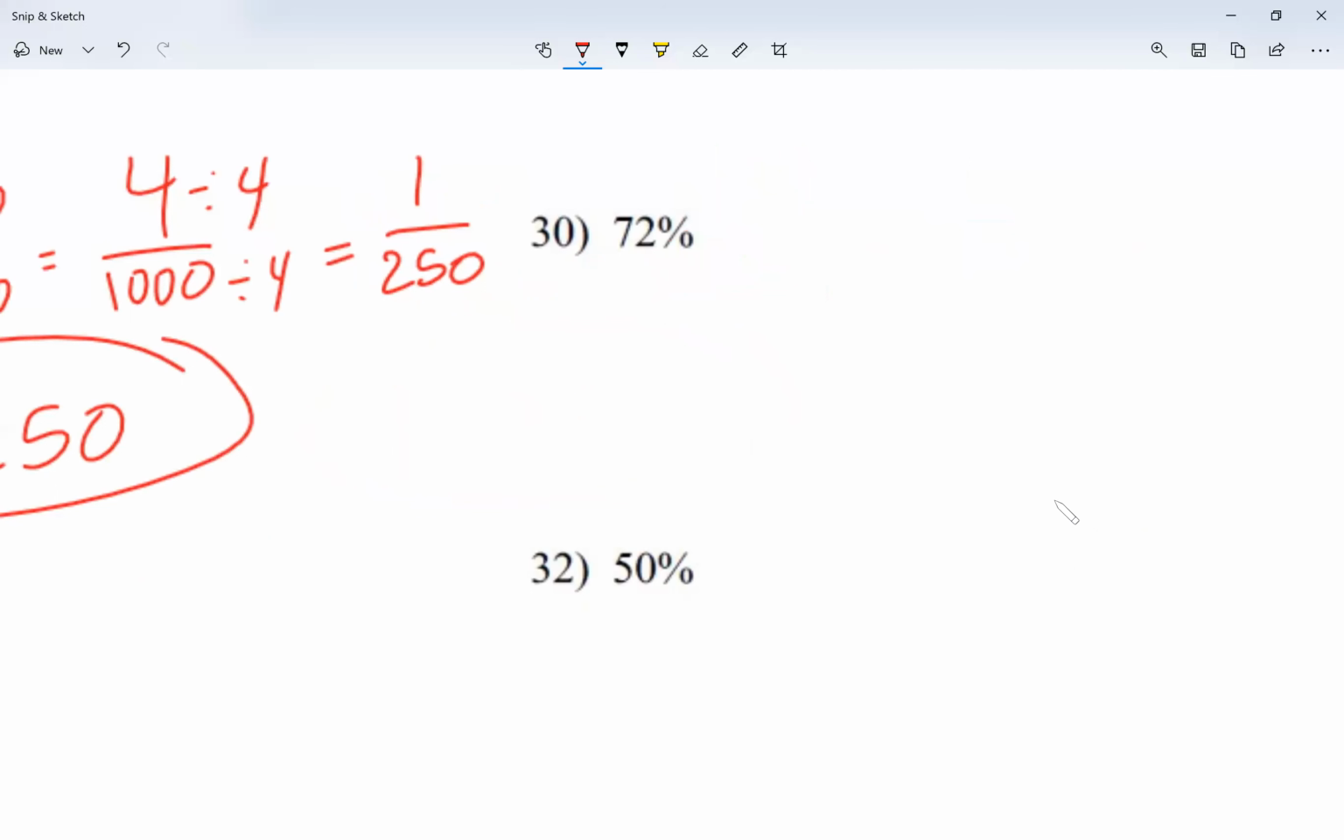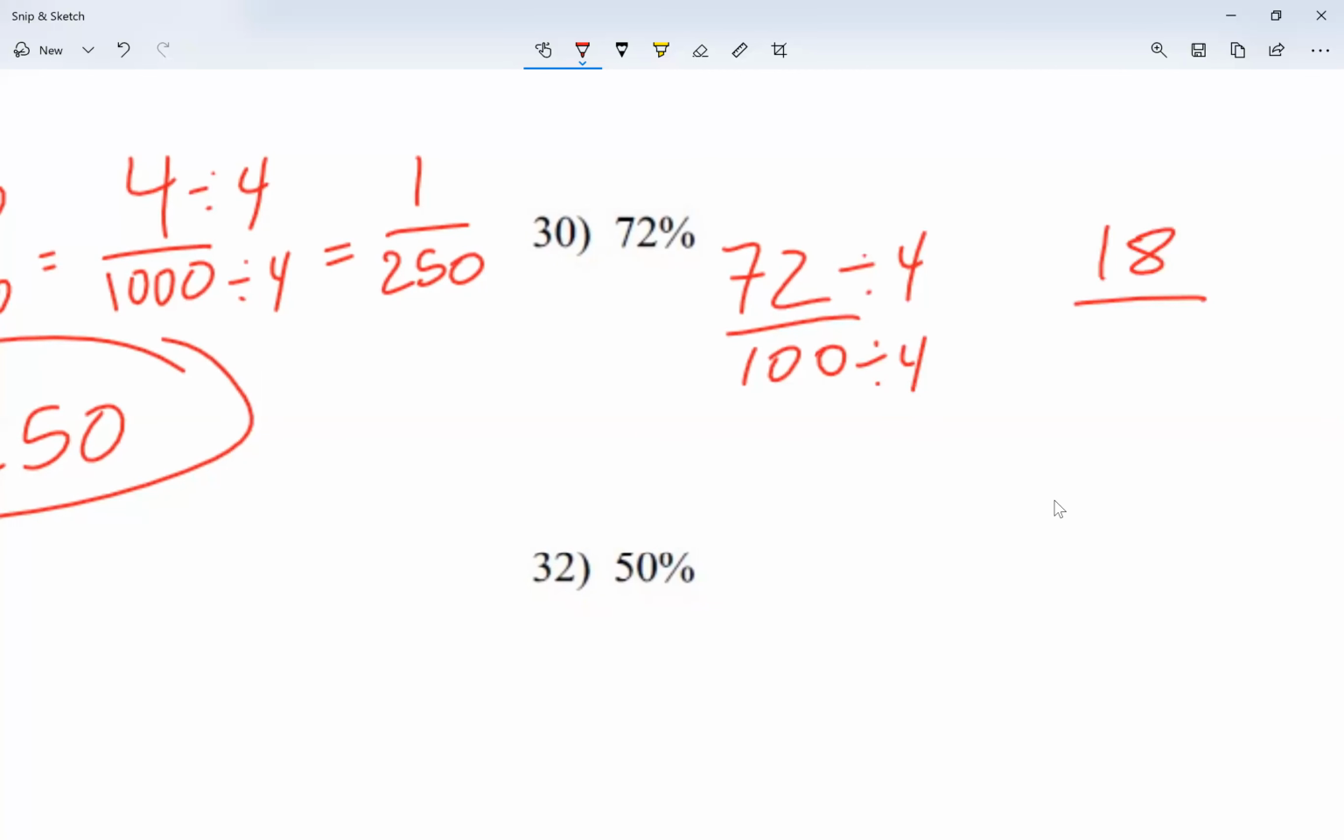Now let's take a look at number 30, 72%. So let me write this as 72 over 100. Remember, percent is over 100. Okay. I don't have decimals this time, so I'm good. Now simplify as much as you can. Let's divide by 4. 72 divided by 4 is 18. 100 divided by 4 is 25. Then ask yourself, 18 and 25, can I divide anymore? No, I cannot. So that's it. That's my fraction.